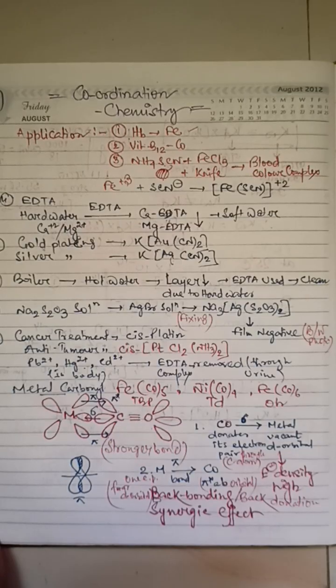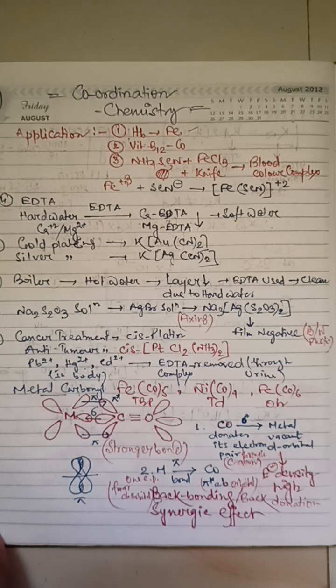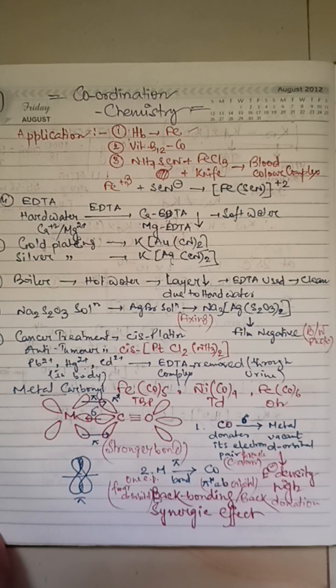Now we are going to discuss various applications of coordination chemistry. We already know that in hemoglobin, in the blood cells, the central metal atom is iron. Again, vitamin B12, that is cobalamin, contains cobalt. In another application, ammonium thiocyanate, NH4SCN, forms a complex with the normal FeCl3 salt, giving a particular complex with a blood red color.